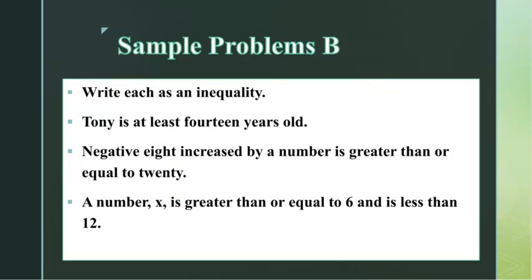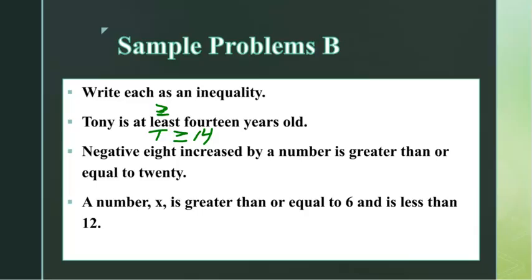Next example, we're going to write each as an inequality. Tony is at least 14 years old. At least means it can't be smaller than that, so that means it has to be greater than or equal to. And I'm going to use T for Tony. Tony is greater than or equal to 14. So at least 14 years old.